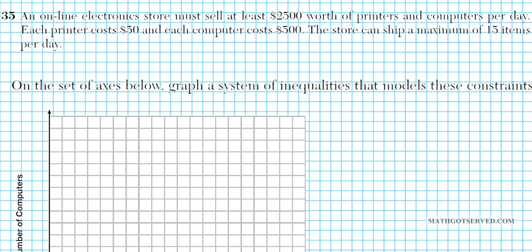All right, let's take a look at problem 35. It reads, an online electronics store must sell at least $2,500 worth of printers and computers per day. Each printer costs $50 and each computer costs $500. The store can ship a maximum of 15 items per day. On the set of axes below, graph a system of inequalities that model these constraints.